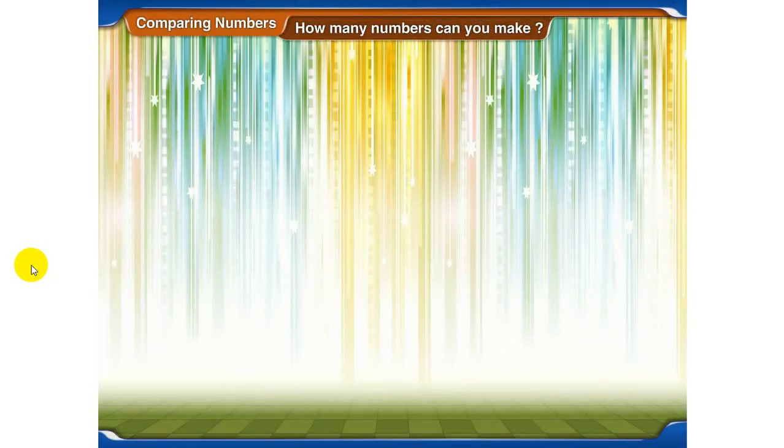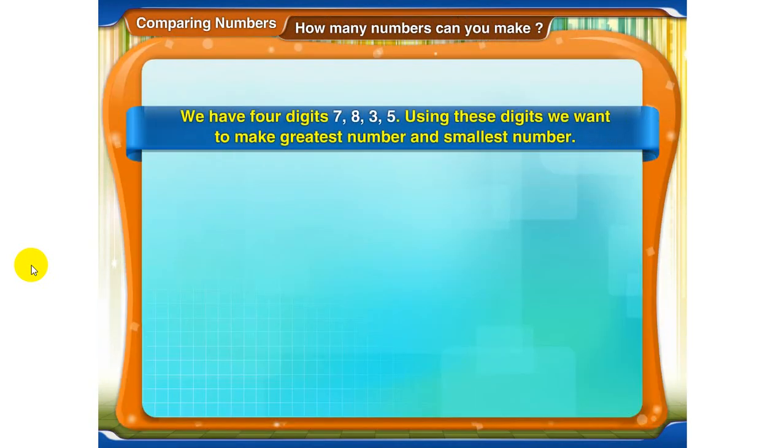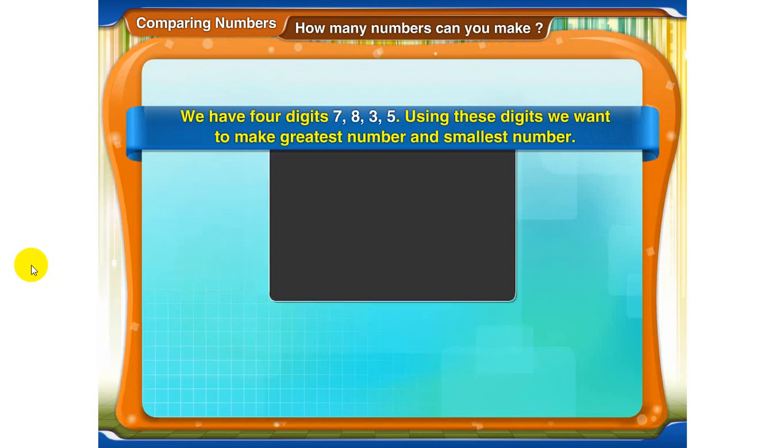How many numbers can you make? Suppose we have 4 digits 7, 8, 3, 5. Using these digits, we want to make the greatest number and the smallest number. We know the ascending and descending order. We use it to make the greatest and the smallest number.